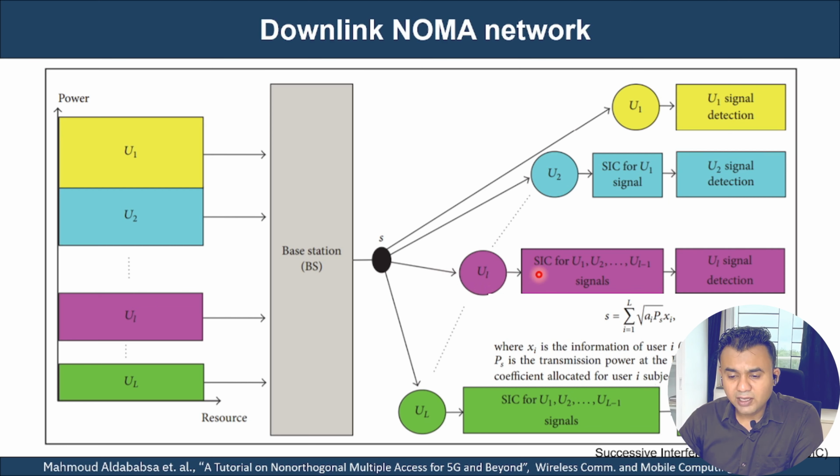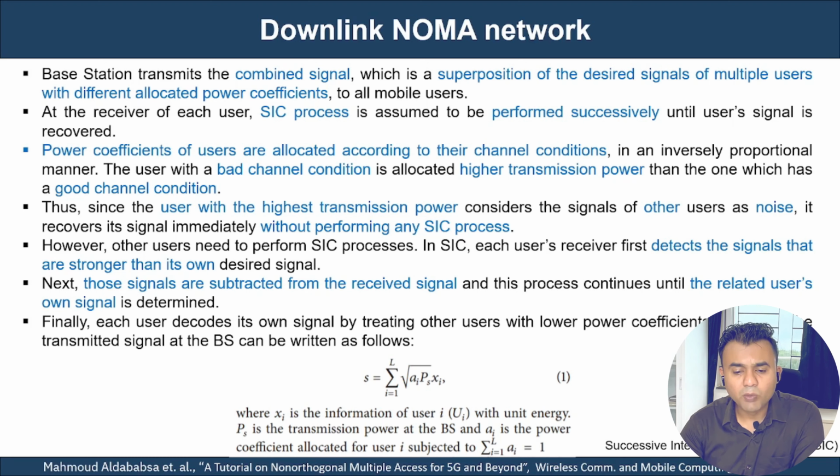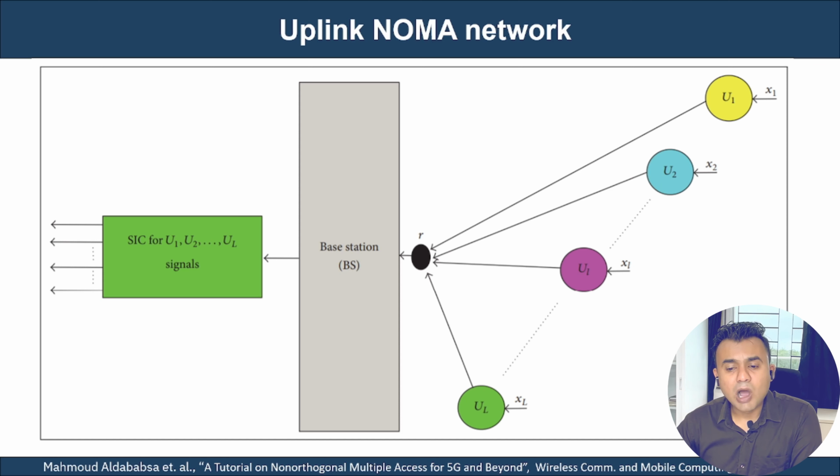Similarly, for UL, we do SIC for U1, U2 up to UL-1 and receive the UL signal which has been transmitted from the base station. So on, we keep doing it, and for UL we do the SIC for U1, U2 up to capital L-1 and receive UL, which is my signal for user UL. So this is my downlink NOMA network. Let's take a look at the uplink NOMA network.